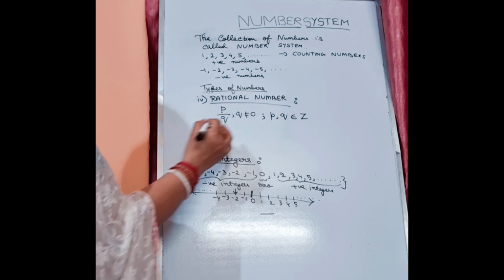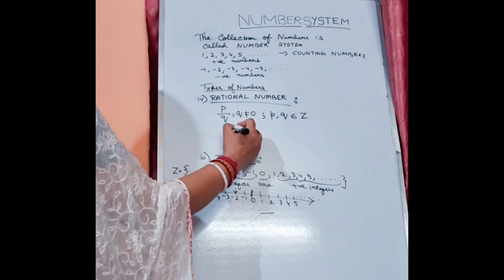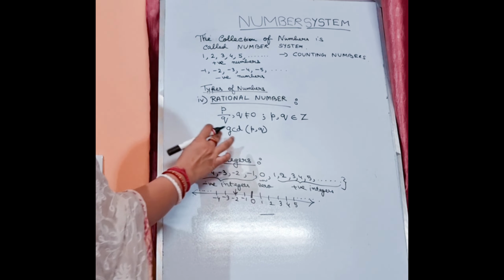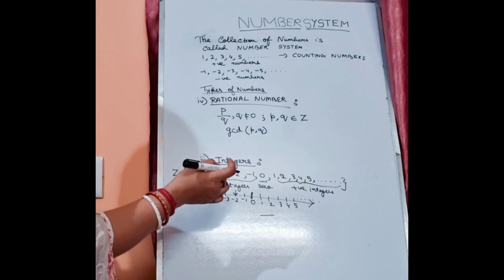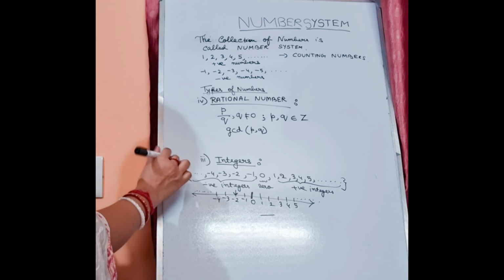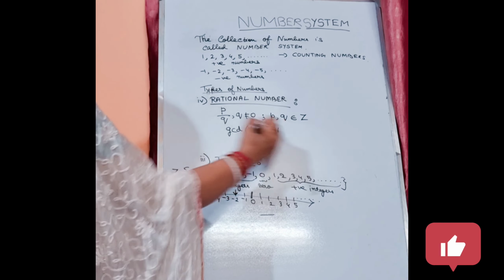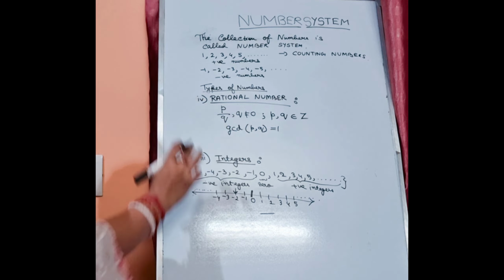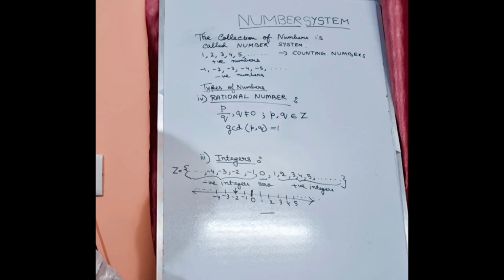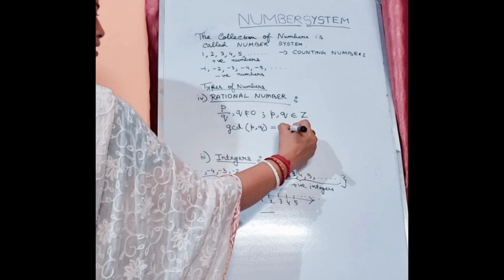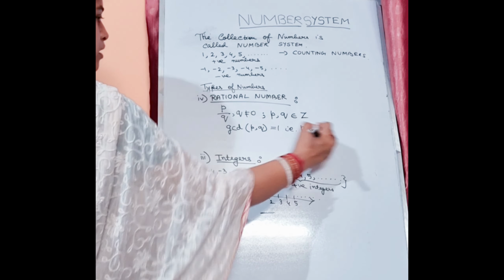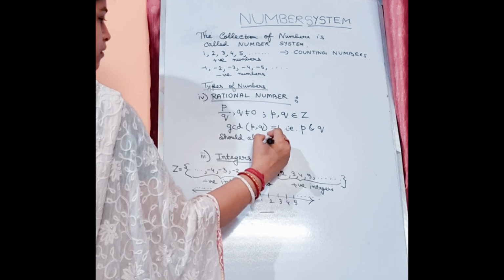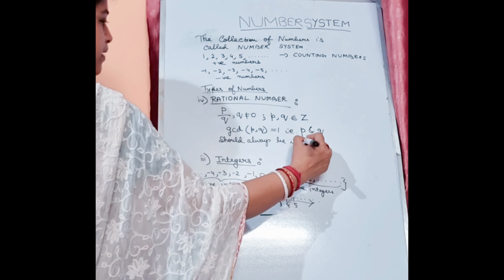Okay? And the next point is that the GCD, that is the greatest common divisor, or you can say the highest common factor of p and q, has to be 1. In a broader sense, it means that p by q should always be in simplest form.